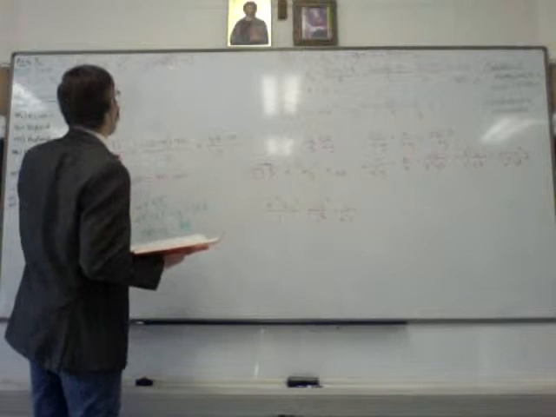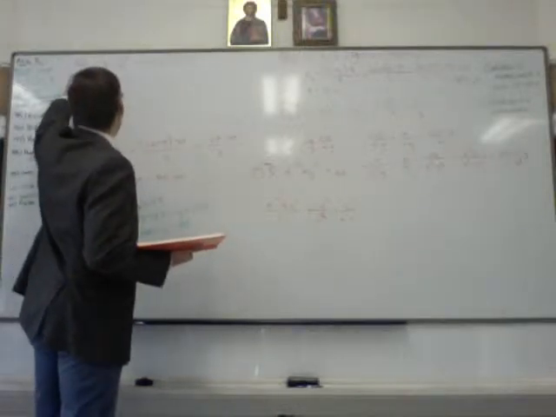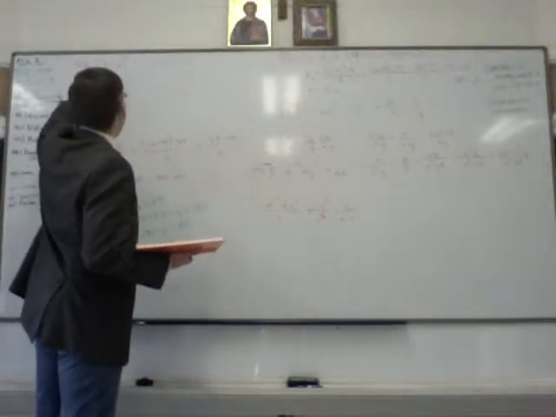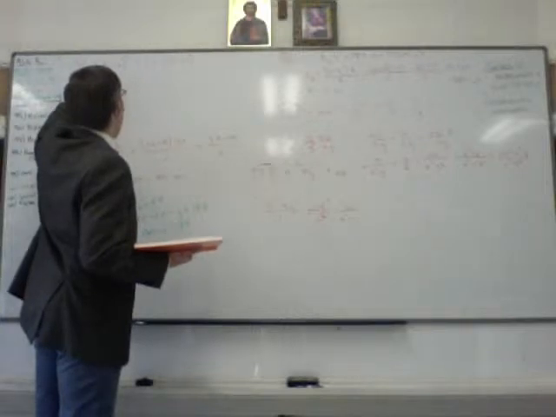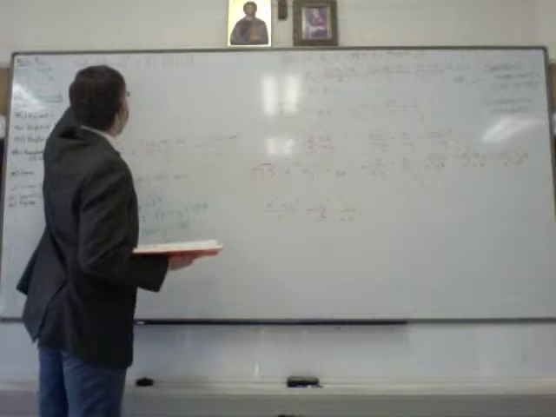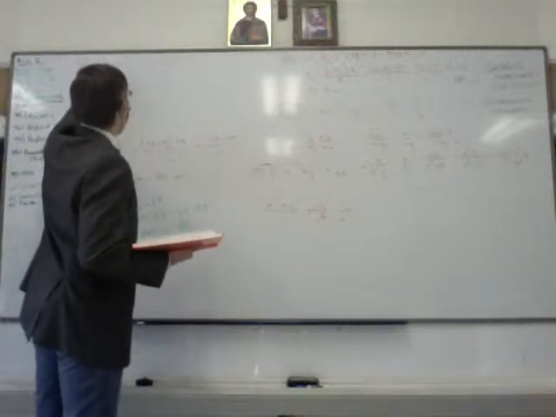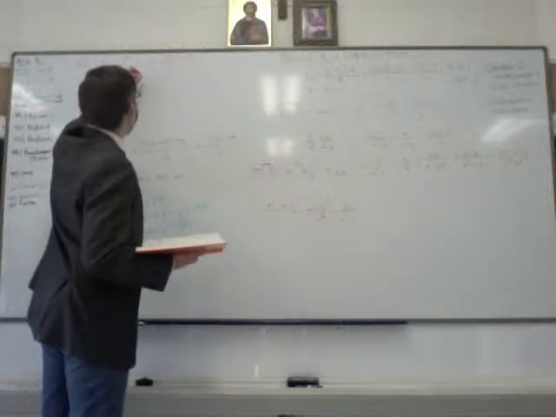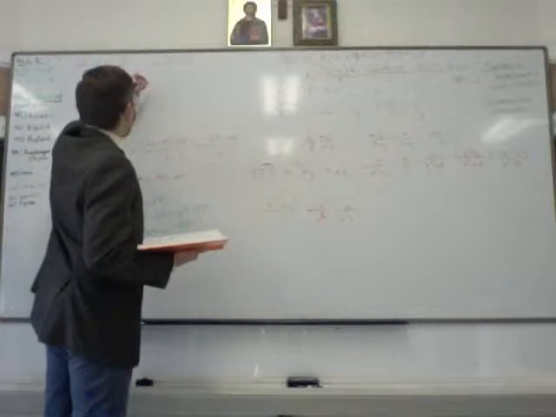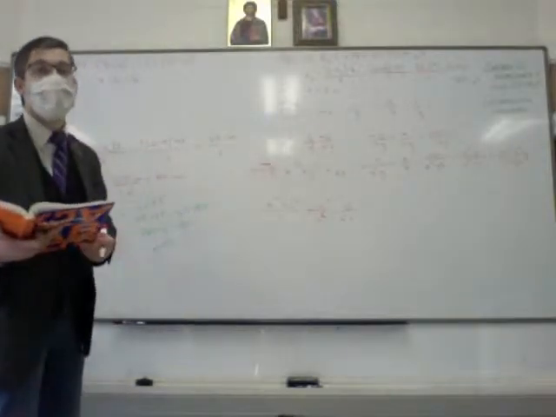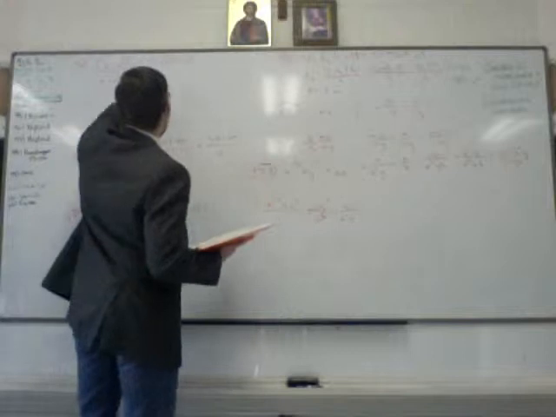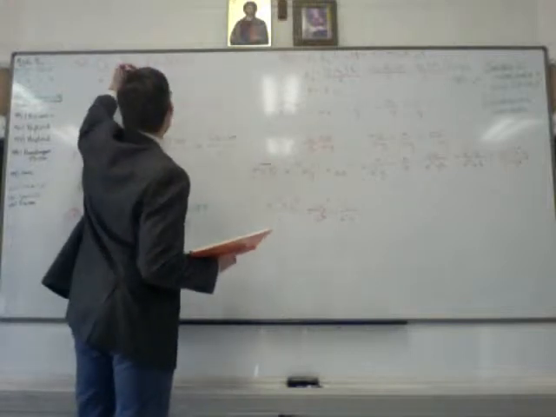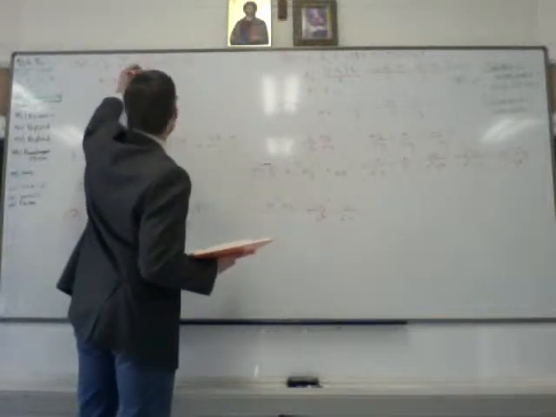First, outer, inner, last. So what do we get? First is what? 9. Outer is negative 3x. Inner? Negative 3x. Last? Plus x squared. Notice we've got negative x times negative x gives us positive x squared.